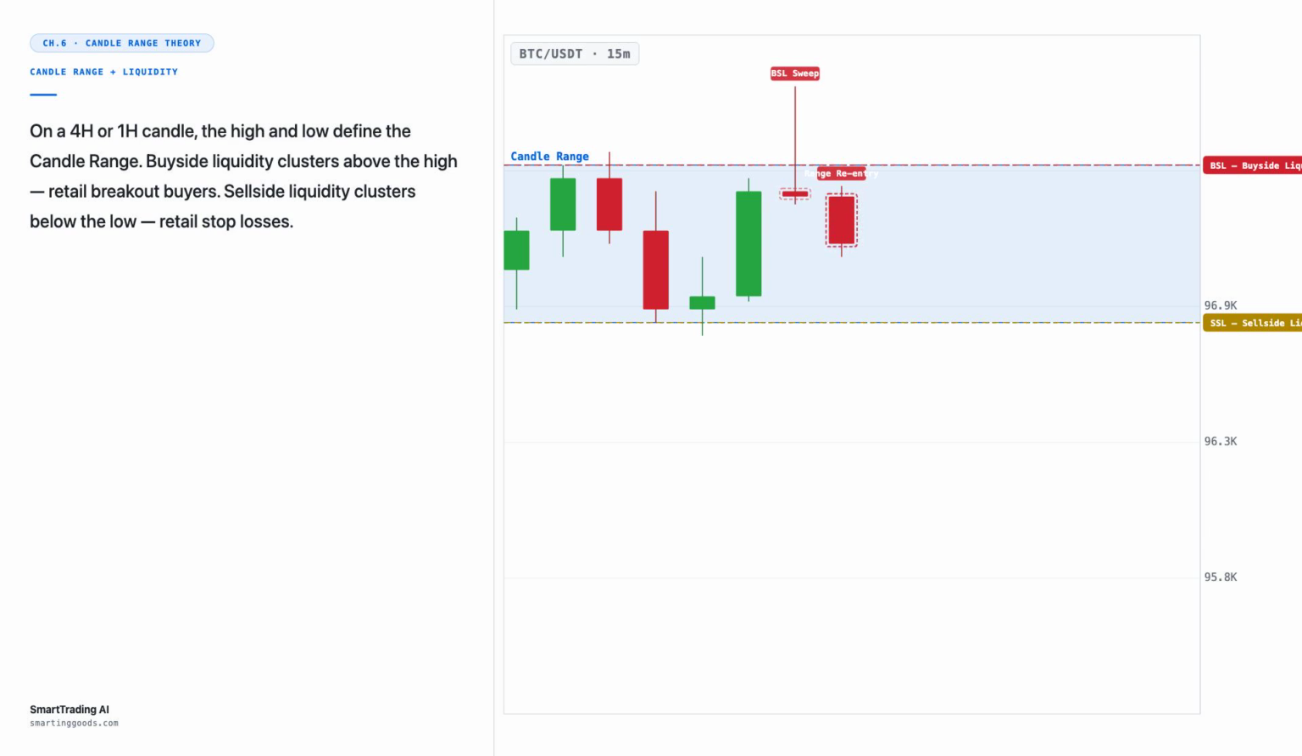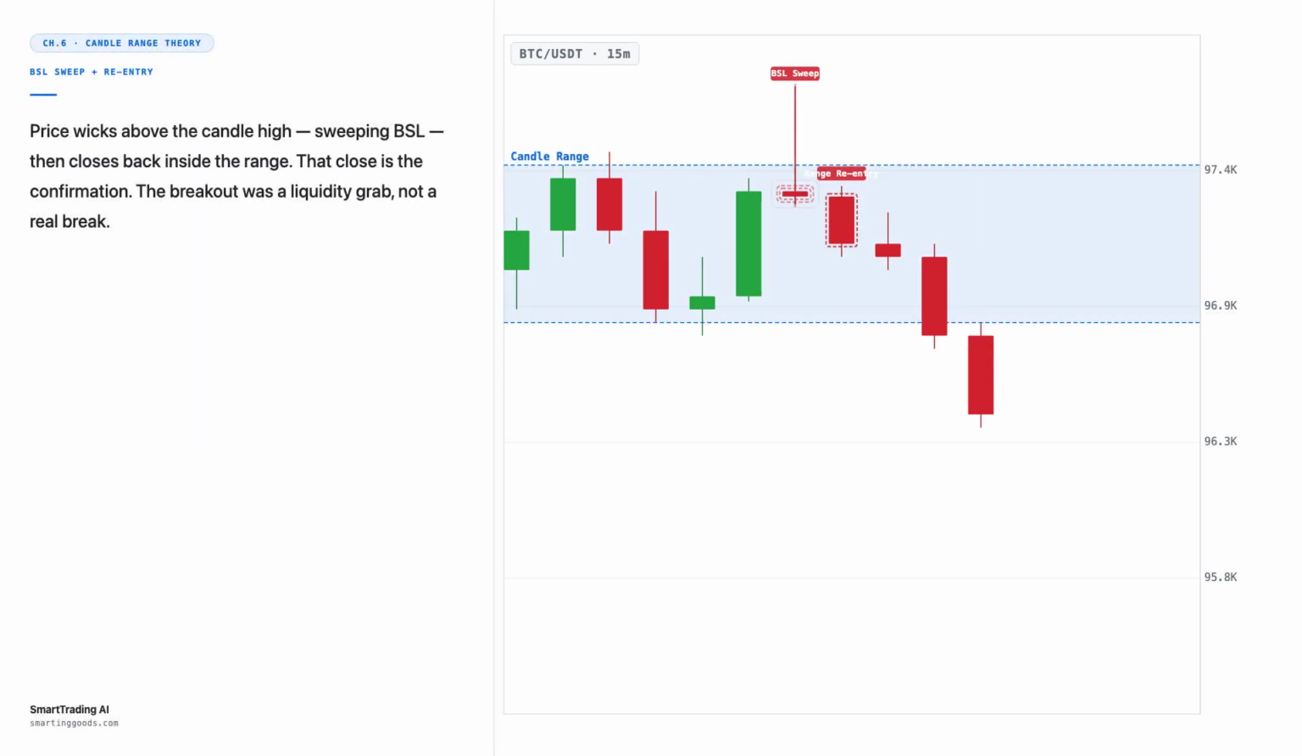The CRT setup works like this. You identify a key candle, typically a 4-hour or 1-hour candle with a clean, defined range. Then you watch what happens at the boundaries. Price spikes above the candle high, breaking the range to the upside. That spike sweeps the buy-side liquidity. Retail breakout buyers get filled at the worst price. Institutions get the counter side of that trade at the top. Then price reverses and returns back inside the candle range.